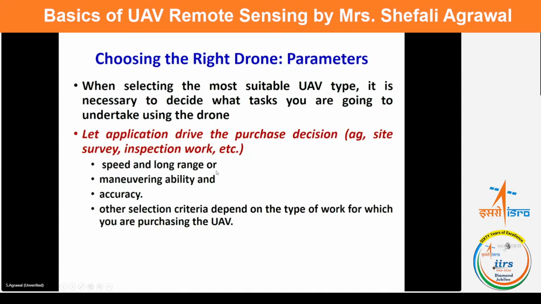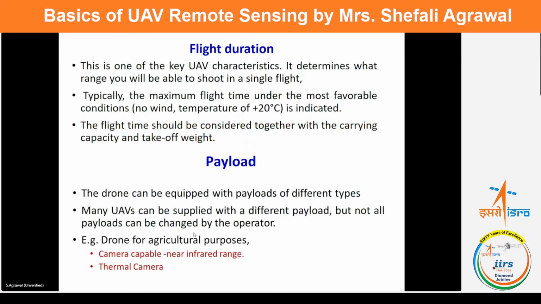Now the question is, choosing the right kind of drone is one thing which is very, very significant. When selecting the drone, it is necessary to decide what task you are going to do and what application is required. Based on that, you will choose the type of drone, what kind of speed you require, what kind of area and accuracies. So what is the purpose of this?